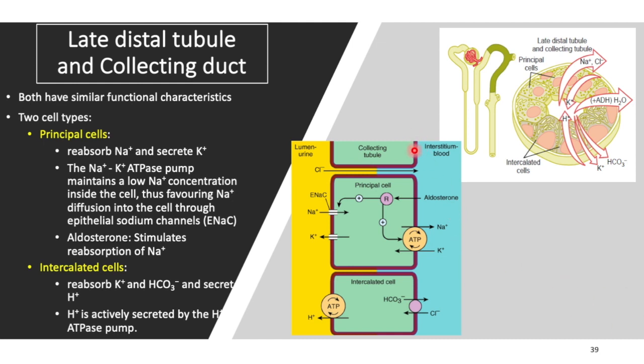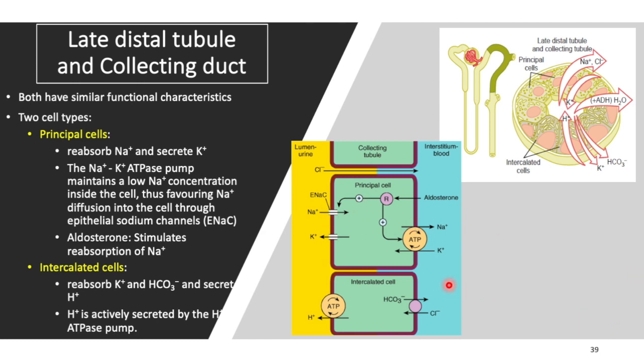At the basolateral membrane of the principal cell, there is a sodium-potassium ATPase pump that pumps sodium out of the cells and potassium into the cells. This will cause sodium concentration inside the cells to be lower than the tubular lumen. This will cause sodium to diffuse into the cell via the epithelial sodium channel, ENaC. This process is governed by aldosterone. Presence of aldosterone will stimulate reabsorption of sodium and secretion of potassium by the principal cells.